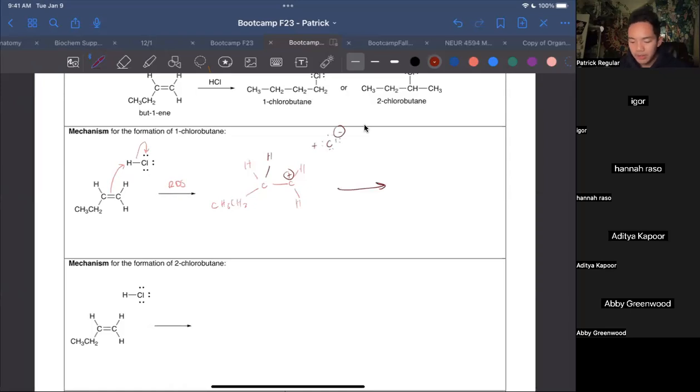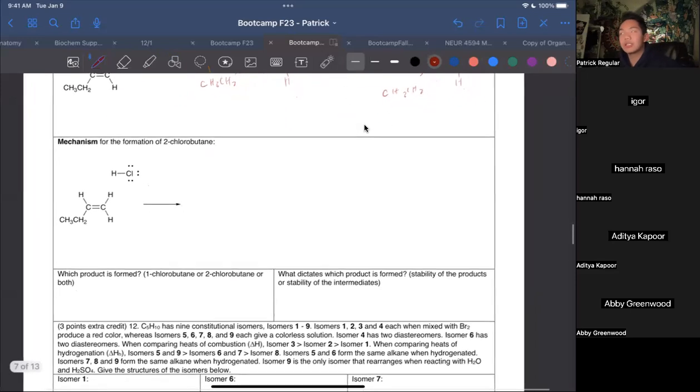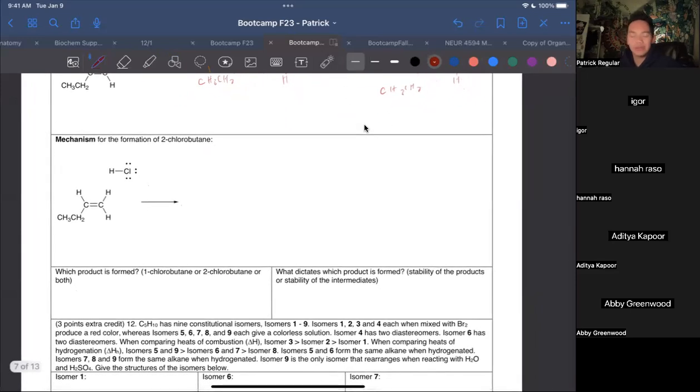So for the next step, this would attack here. The nucleophile goes to the carbocation. Electrons go from where there is to where they ain't. There you go, 1-chlorobutane. And again, just to reemphasize, the formation of your carbocation is always going to be your rate determining step. There you go.